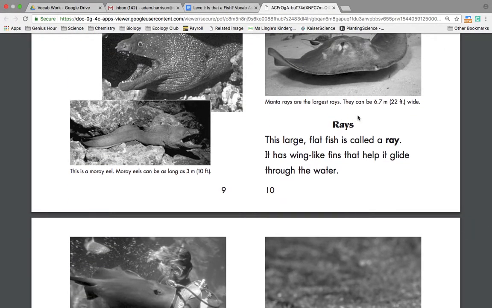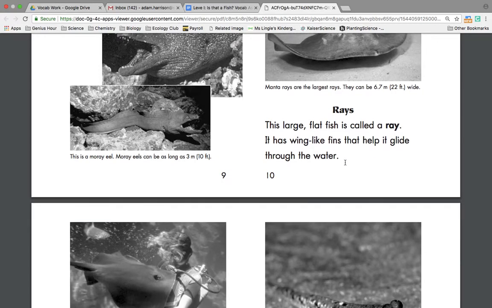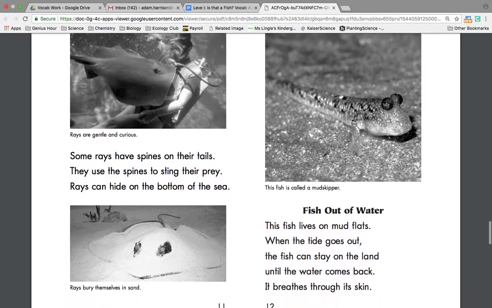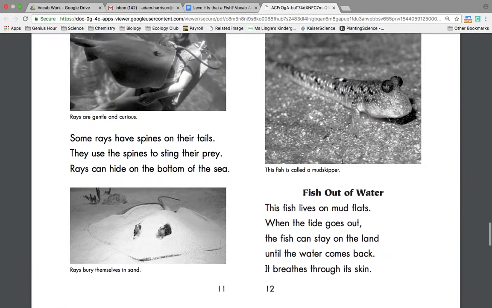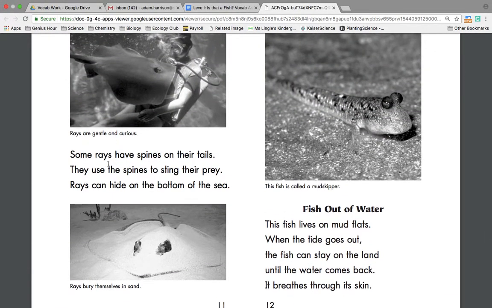Rays. This large, flat fish is called a ray. It has wing-like fins that help it glide through the water. Glide, kind of like an airplane or a bird. Some rays have spines on their tails. They use the spines to sting their prey. Rays can hide on the bottom of the sea. Here's one. It says, rays bury themselves in sand. So I know this is sand that's hiding in the bottom.